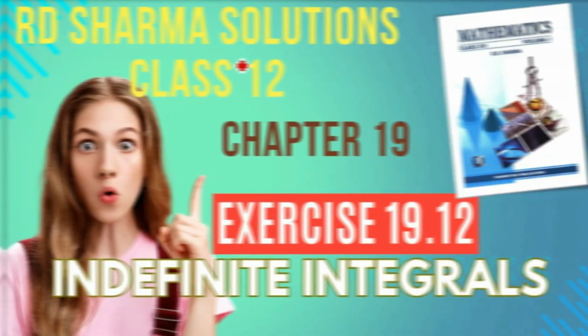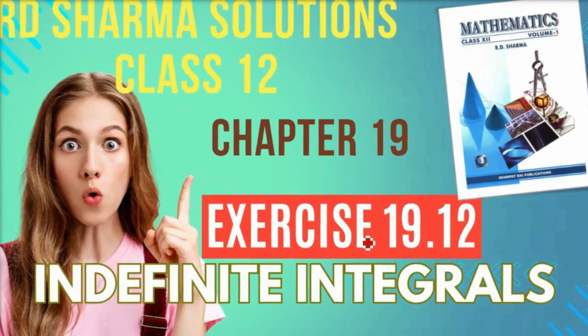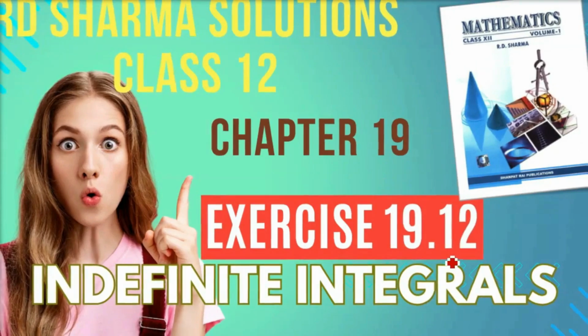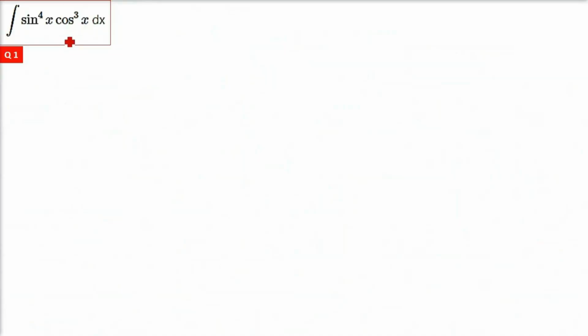This is R.D. Sharma solution class 12 chapter 19, Exercise 19.12, indefinite integrals we are talking about. Now this one is sin raised 4x and cos cube x. Now what do you see here?